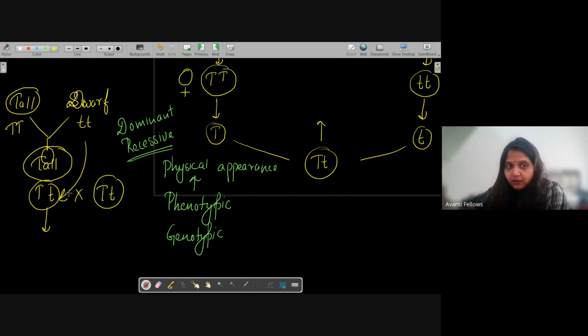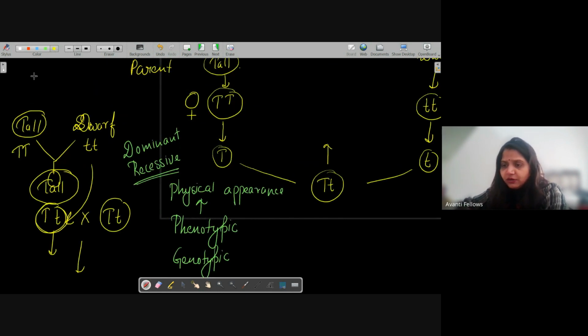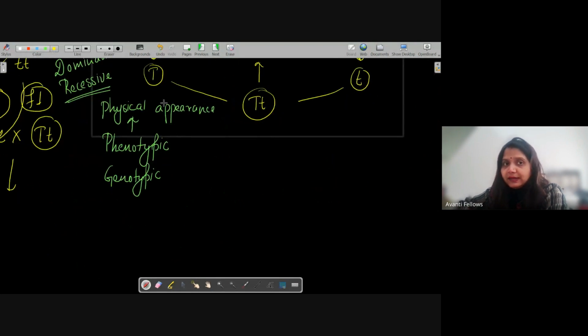Here you pick one character from one plant and another from another plant. This particular character expressed itself in the F1 generation, so it is known as the dominant character. And this other character got hidden; it didn't express itself in the F1 generation. The dominant character is the tall one, and the recessive character is small t.